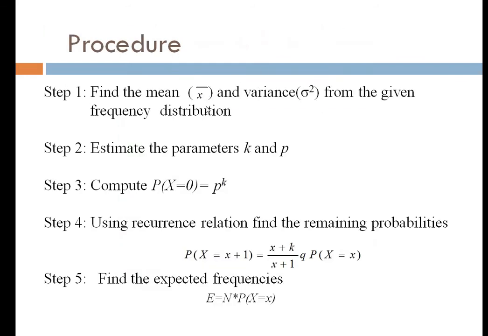The procedure of fitting negative binomial distribution to the given frequency distribution is quite simple. It involves 5 steps. Let us see those one by one. Step 1. Find the mean and variance from the given frequency distribution. 2. Estimate the parameters k and p. 3. Compute probability of x equal to 0, that is p raised to k. 4. Using recurrence relation, find the remaining probabilities. 5. Find the expected frequencies.